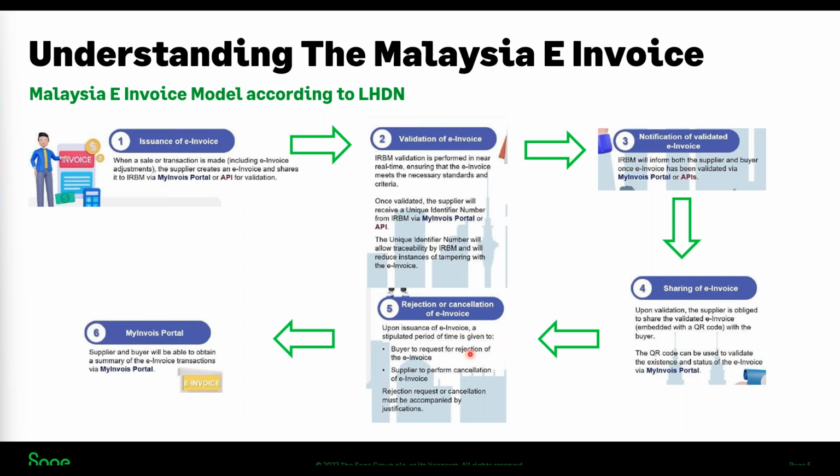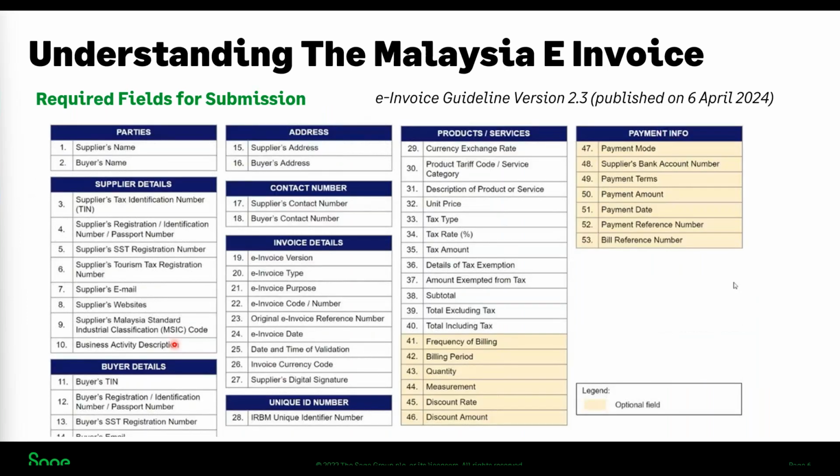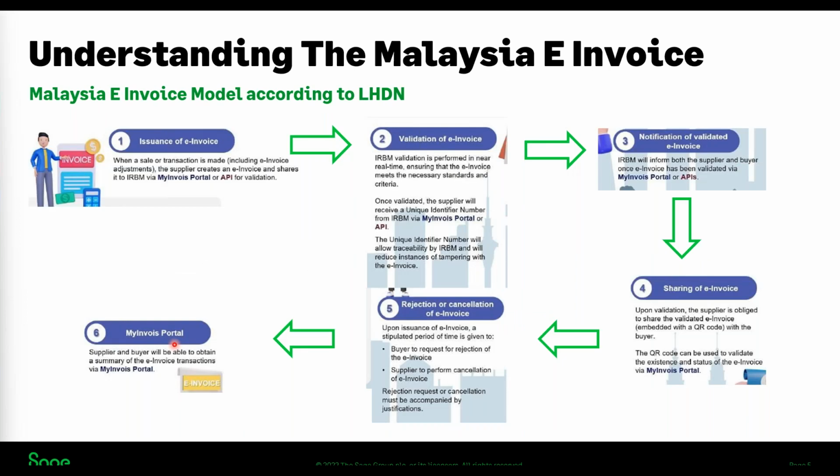In step number 6, according to LHDN, you can get the list of e-invoice transactions that have been sent to LHDN via the MyInvoice portal. In the Sage X3 Malaysia e-invoice that we have developed, you can see the summary of your e-invoices that have been transacted to LHDN. We will see it during the live demo session later. I will show you how you can retrieve your past invoices that have been sent to LHDN. So now we know how the MyInvoice model works.